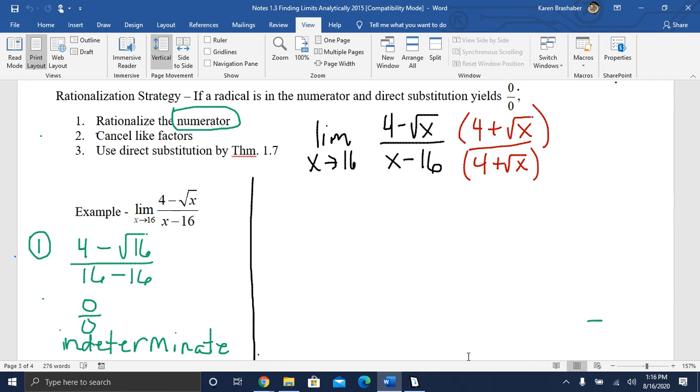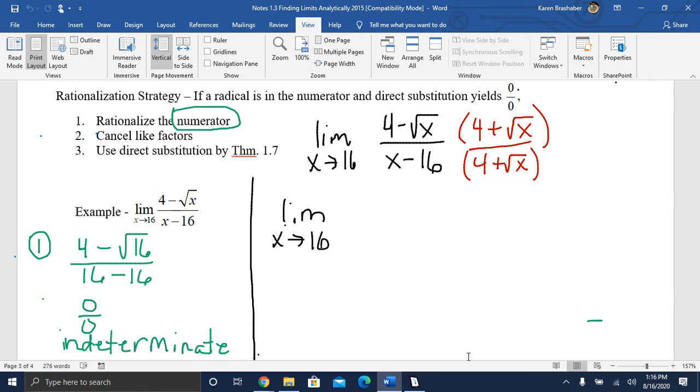I'm going to give you some additional strategies as I go through this example. One of them is your numerator you do want to multiply out. Your denominator you want to leave in factored form. Once again, remember you have not taken the limit, so you must use your limit notation. So we're doing the limit as x approaches 16.